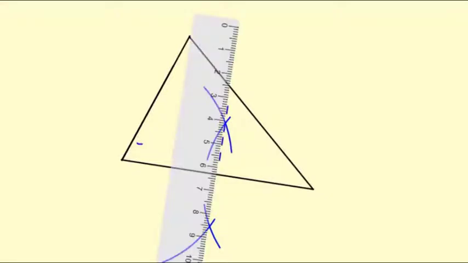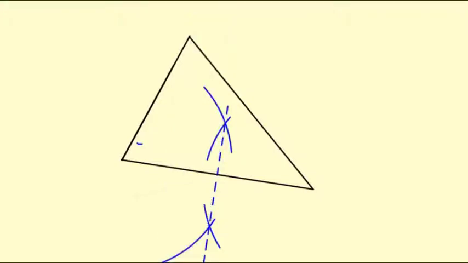I'm going to draw this with a dotted line because it's not really the perpendicular line that I'm interested in. I'm just interested in this point right here because this is the midpoint. Now I'll do it for the other two sides as well.